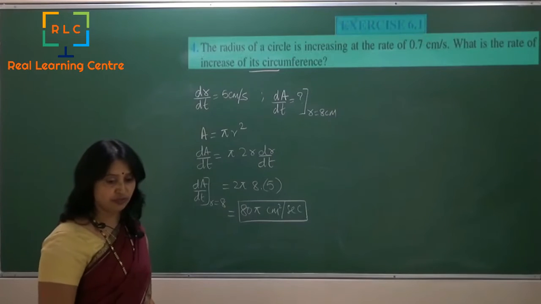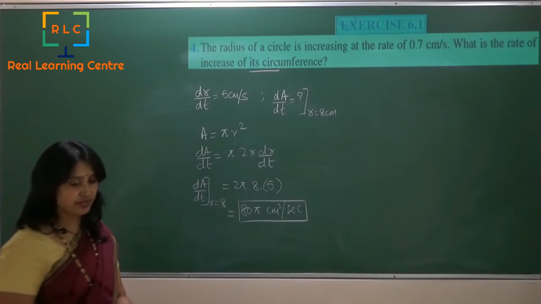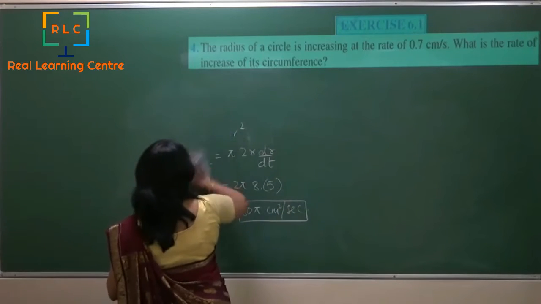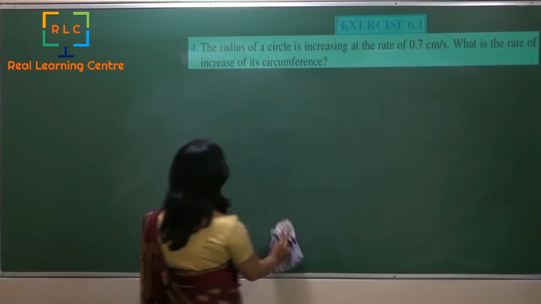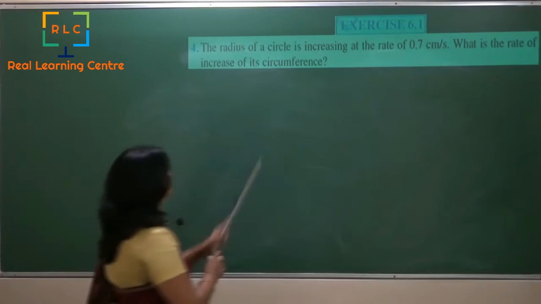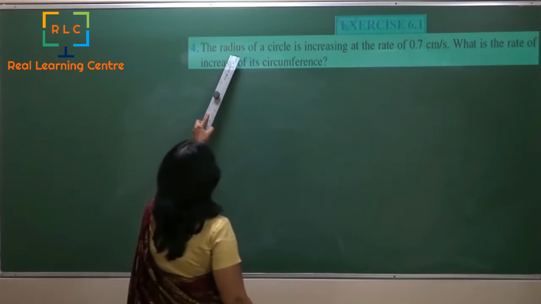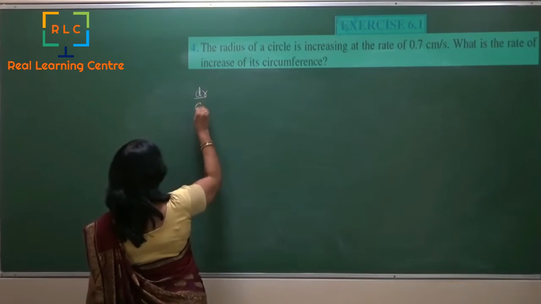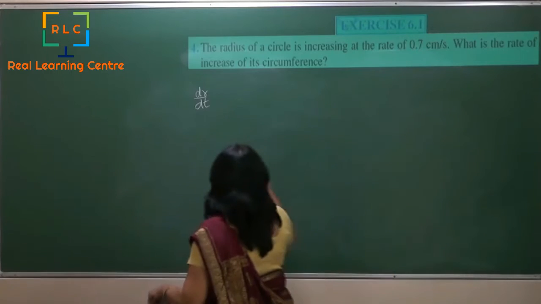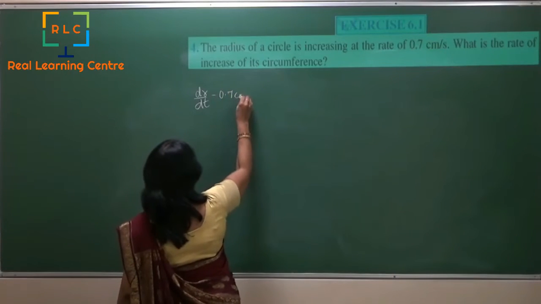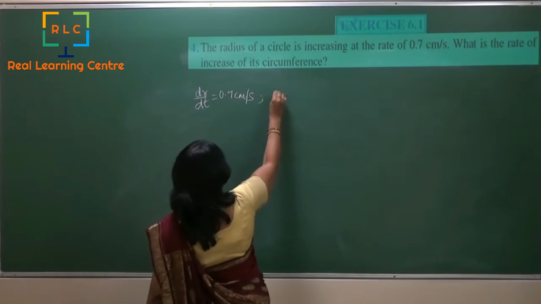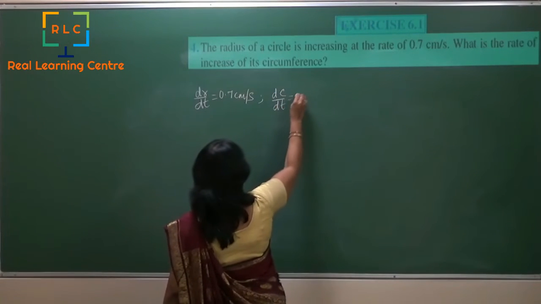Okay. So now we'll go to the next question where you have the radius of a circle once again. Radius of a circle is increasing. What is increasing? Radius. So I'll write dr by dt. How is it increasing? At the rate of 0.7 centimeter per second. So this is equal to 0.7 centimeter per second. What is the rate of increase of its circumference? dc by dt is equal to question mark.